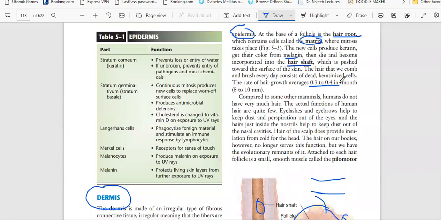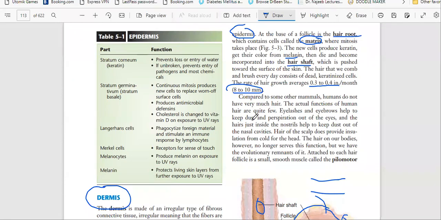Okay, the growth rate of hair is 8 to 10 mm. Compared to some other mammals, humans do not have very much hair. Yes, we have hair mostly on the scalp area and in our shoulder region, and in other areas where we don't. The actual functions of human hair are quite few.